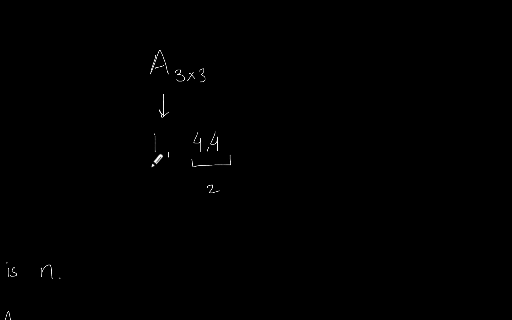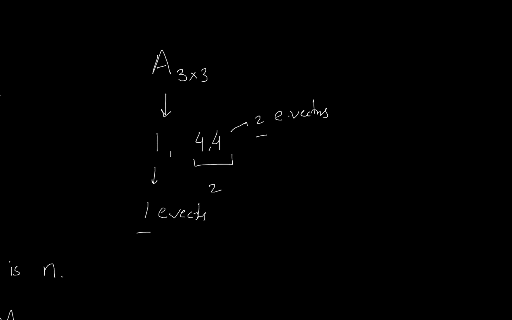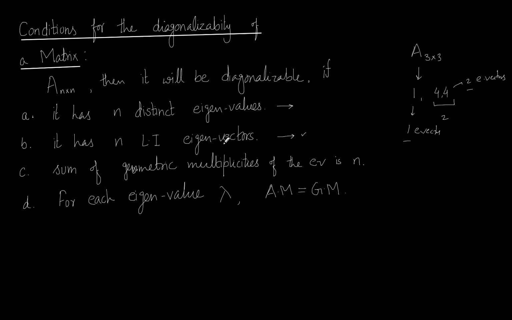So, in this case, suppose corresponding to 4 you have two eigenvectors, and corresponding to 1 you definitely have one eigenvector. Then in total you will have three eigenvectors, so it will be diagonalizable. That means if you have a matrix which does not have n distinct eigenvalues, you can still get n linearly independent eigenvectors. That's why it is mentioned as a separate point.